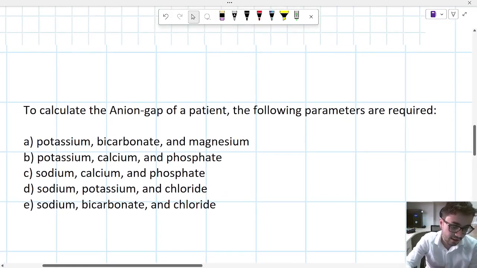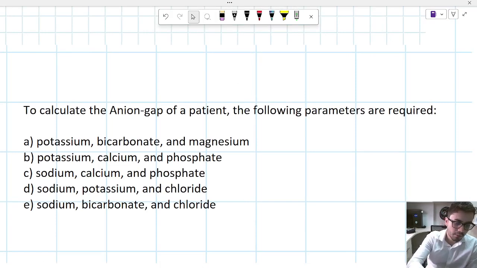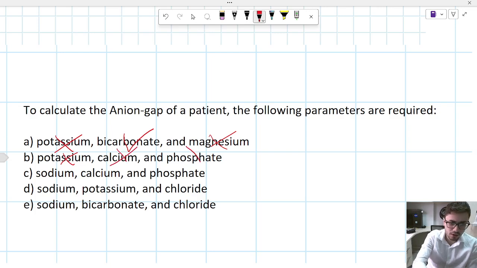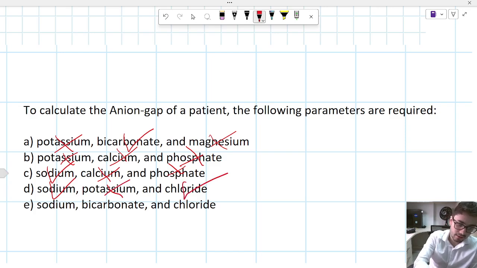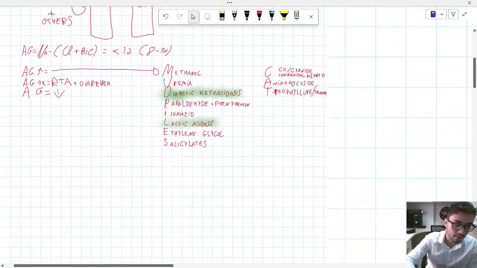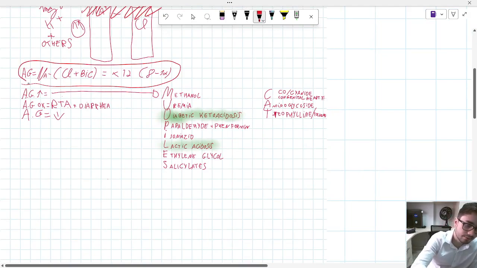So let's start here. To calculate the anion gap of a patient, the following parameters are required. Potassium? No, we saw that we don't actually need potassium. Bicarb, okay, we need. Magnesium, no. Calcium, no. Phosphate, no. Sodium, yes. Chloride, yes. Sodium, bicarb, and chloride. Okay, guys, you saw up in here, that's all we need to calculate the anion gap.